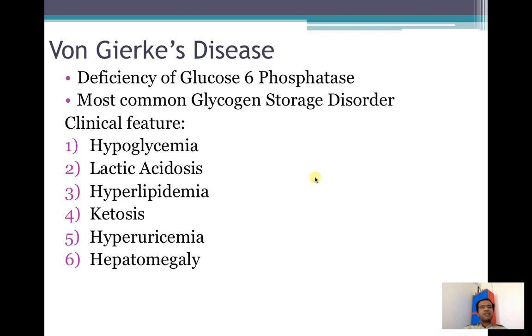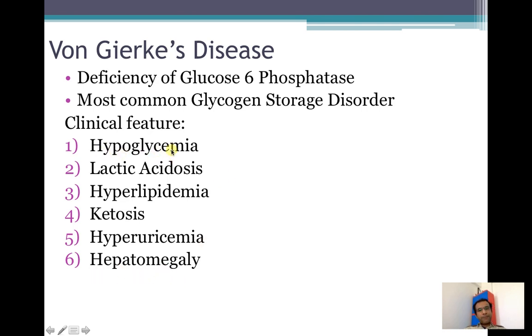So von Gierke's disease is the commonest type of glycogen storage disease. Deficiency of the enzyme will be glucose 6-phosphatase. So if glucose 6-phosphatase is absent, then there will be no conversion of glucose 6-phosphate to glucose. Free glucose will not be there. So this glucose 6-phosphate will accumulate and it can generate glycogen. We have already seen that in the case of glycogenesis. So this accumulated glycogen can lead to enlargement of the liver also. So that is one of the findings in von Gierke's disease, hepatomegaly.